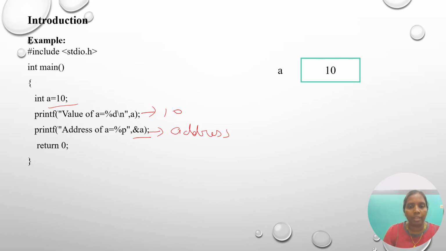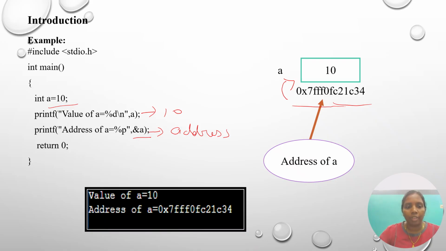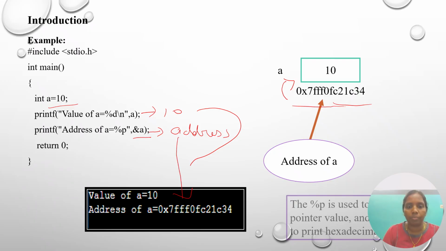So the first value, the 10, is the value of A, and whose address is given by 0x7FC21C34. This is the address of the value A. So the output of this program is the value of A is 10 and the address of A is this value. Here percentage p that we are using in this program is used for pointer values.